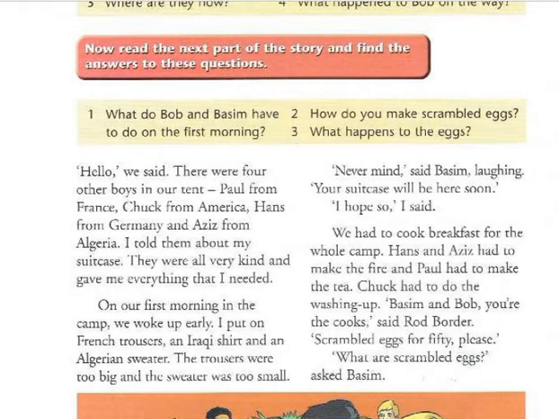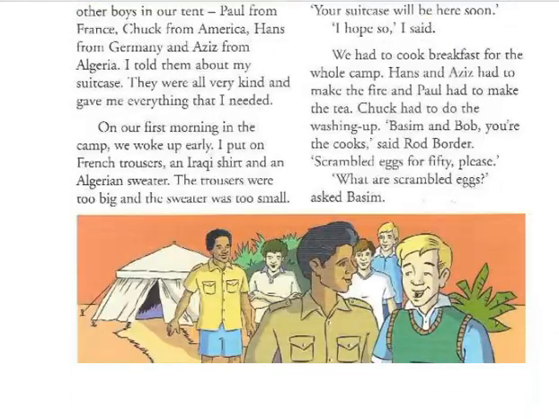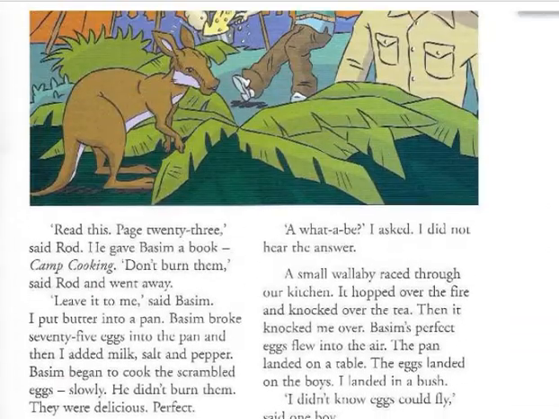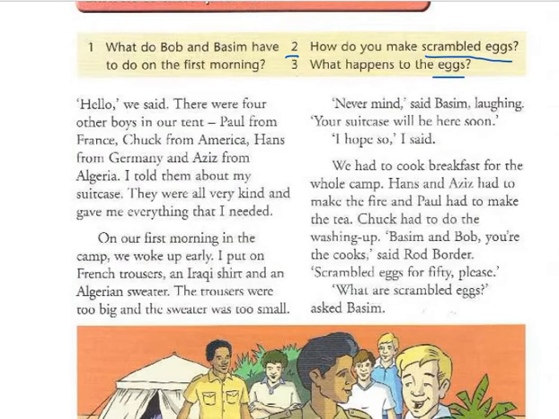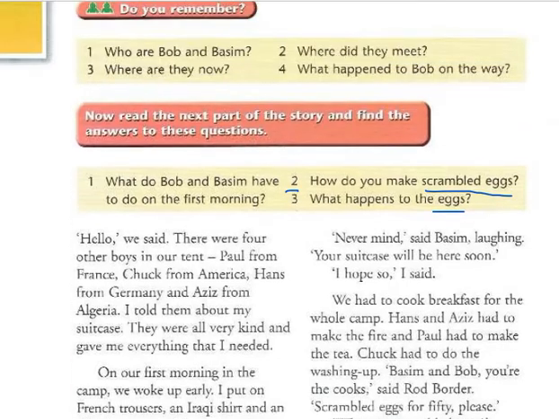So consider these questions. What do Bob and Basim have to do on the first morning? And number 2, how do you make scrambled eggs? Okay, what's the meaning of scrambled eggs? What happens to the eggs? I want you guys to read all this passage about Bob and Basim and try to figure out the meaning of every single word you don't know, and then answer these questions. You have here 3 questions, 1, 2, 3, and you are required to answer all of them.